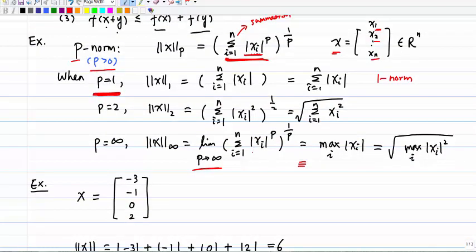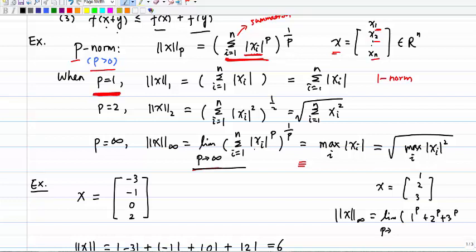You can consider this example. Let's say x is 1, 2, and 3. According to the definition, the infinity norm of x is the limit as p goes to infinity of the summation: 1 to the p plus 2 to the p plus 3 to the p, all to the power 1 over p. I ignore the absolute value because they are positive.